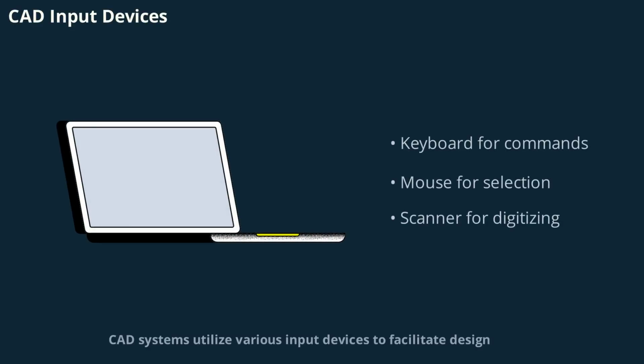CAD systems utilize various input devices to facilitate design. The keyboard is essential for entering commands, coordinates, and text. The mouse or digitizer puck allows users to point, click, and select objects, with digitizer tablets enabling direct tracing of drawings. Scanners convert paper drawings or photos into digital images for CAD reference. These devices streamline the workflow, making it easier to interact with complex models and drawings. Efficient input devices are crucial for productivity and accuracy in CAD environments.